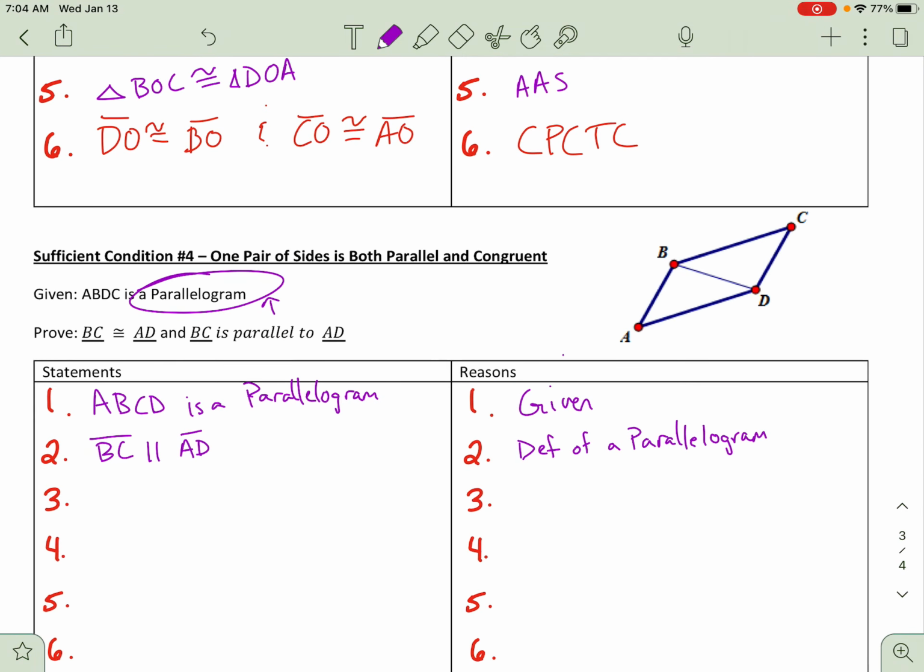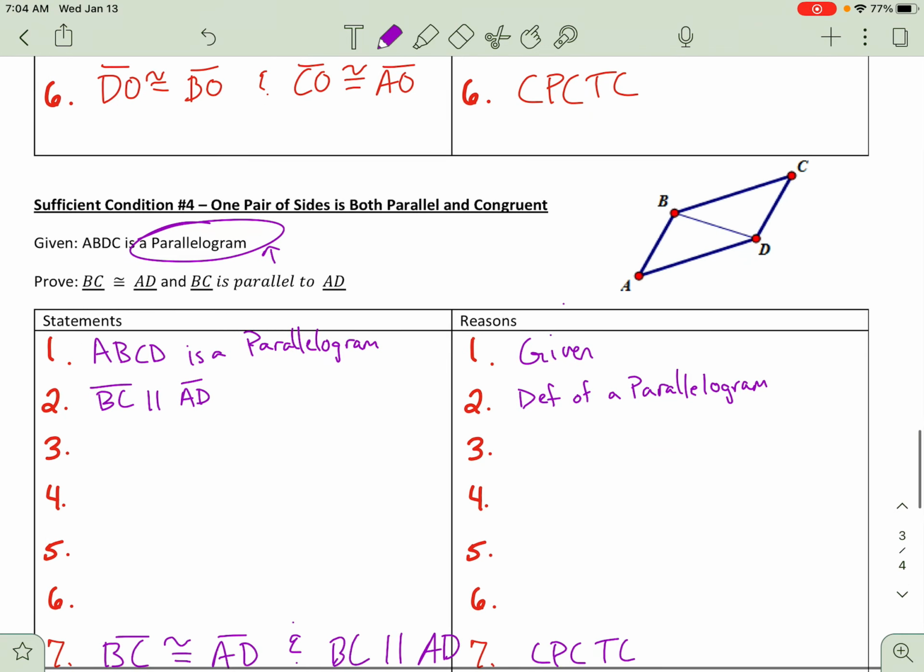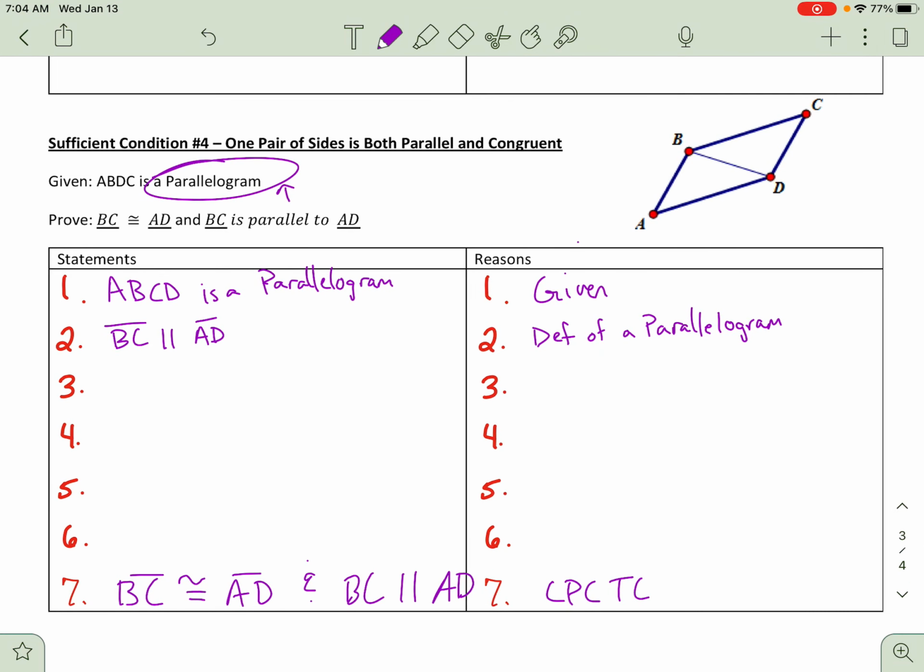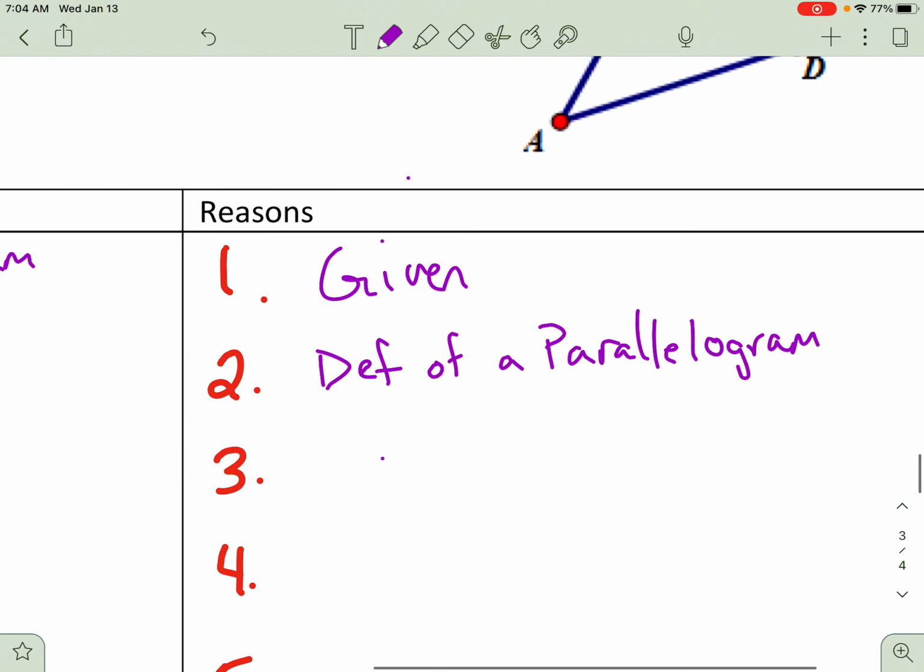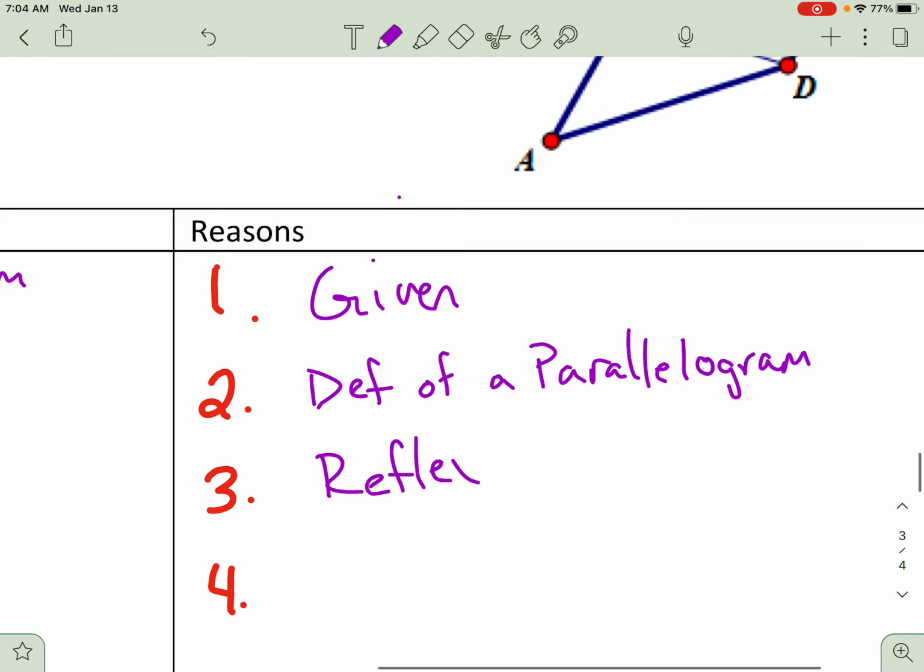But remember, as we talked about it, parallelograms are four-sided shapes that have opposite sides that are parallel. Okay, it doesn't say in the definition that they are congruent, but it does say that the opposite sides are parallel. All right, so number 3, we're going to go ahead and we're going to use our triangle proof. So we know that BD is congruent no matter which triangle you're looking at. So we're going to say BD is congruent to BD, and that is reflexive property.